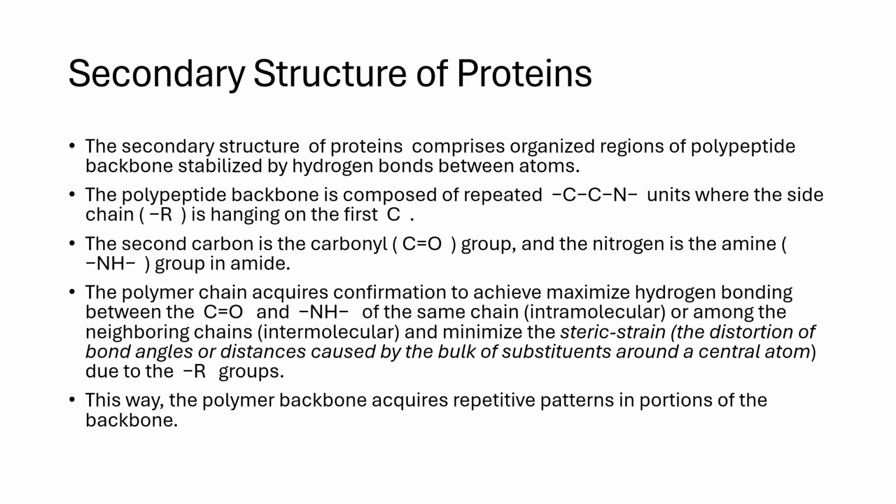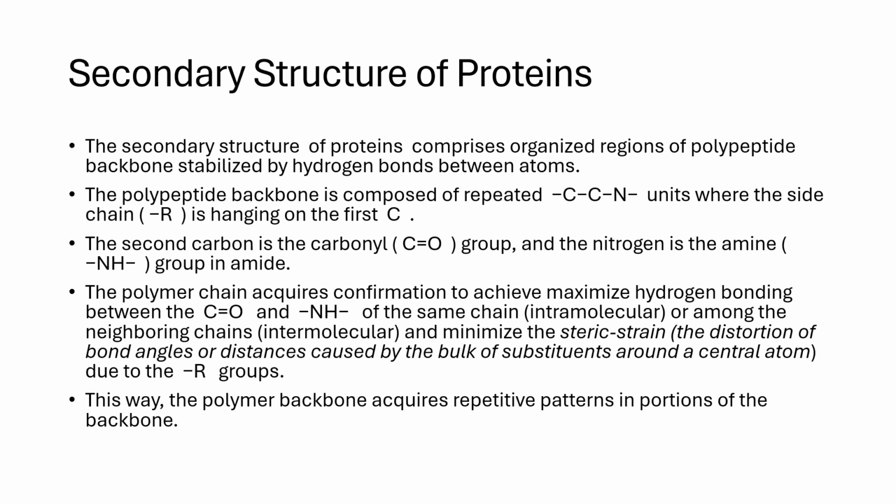Secondary structure of proteins. The secondary structure of proteins comprises organized regions of polypeptide backbone stabilized by hydrogen bonds between atoms. All right. So secondary structure, what does it contain? It contains organized regions of polypeptide backbone stabilized by hydrogen bonds between atoms, right? So it has an organized region of polypeptide backbone and it has stabilized hydrogen bonds between atoms.